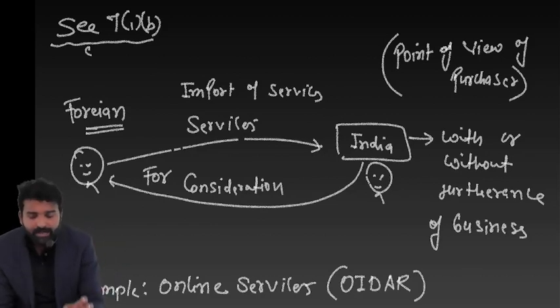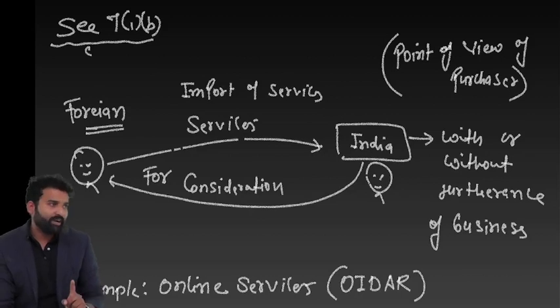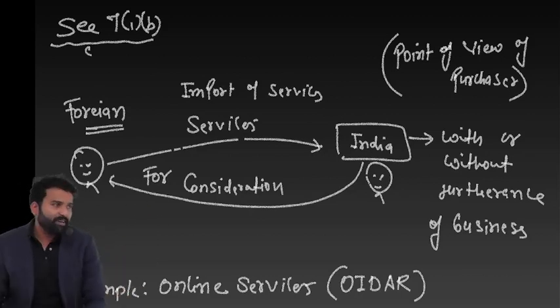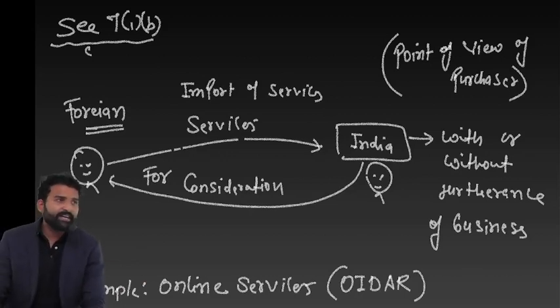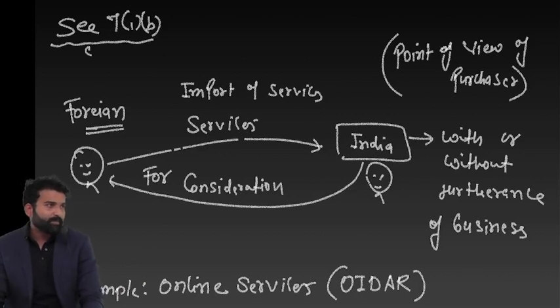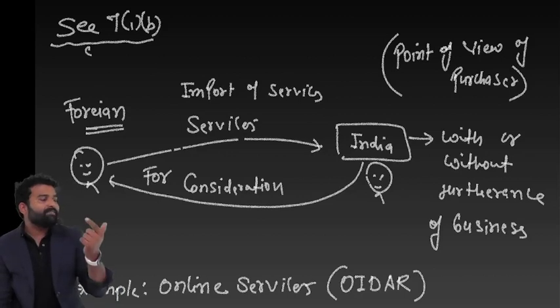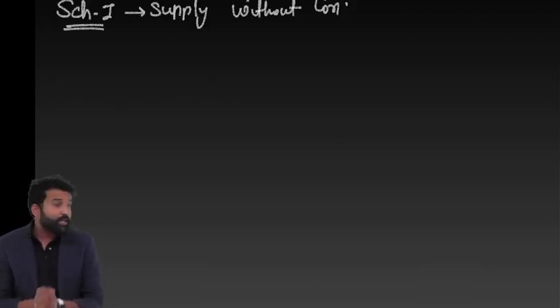Now the question is, sir, whether there is any transaction which will not be covered in 7.1b, without consideration. There is one important point: consideration is important. So if I am importing something without consideration, then it will not be covered in 7.1b, whether it is for business or not business. Okay, so that is regarding 7.1b. Now 7.1a talks about the supply with consideration. 7.1b talks about the import of services. Now we can talk about schedule 1.